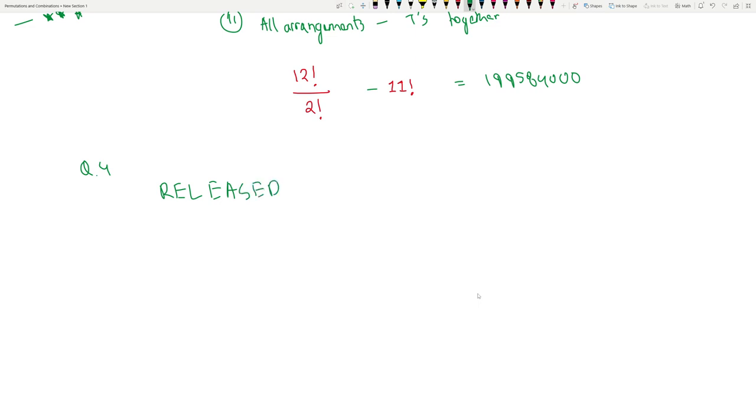So yeah, do it with me. So R, we have triple E. Write it like this always. Then you have L, A, S, T. R, L, A, S, T, and triple E. So all arrangements.